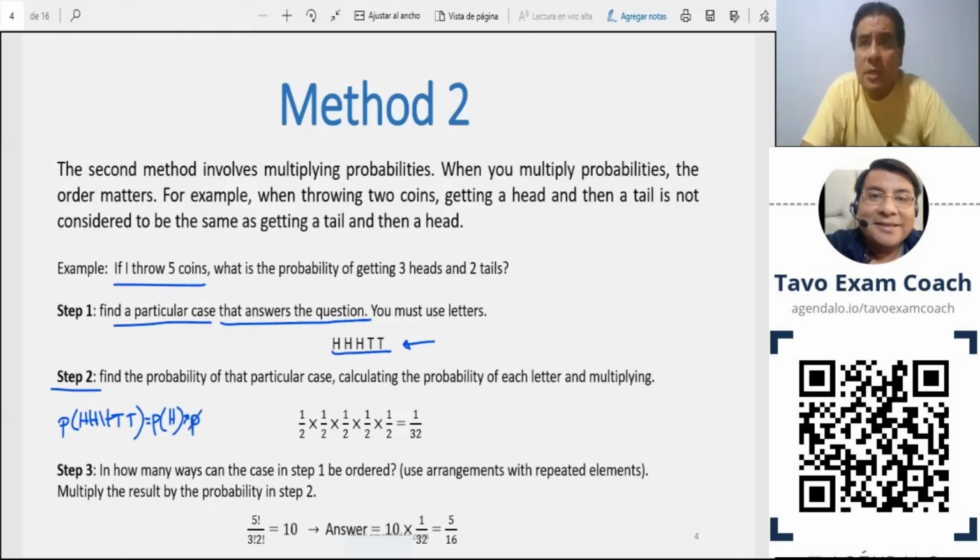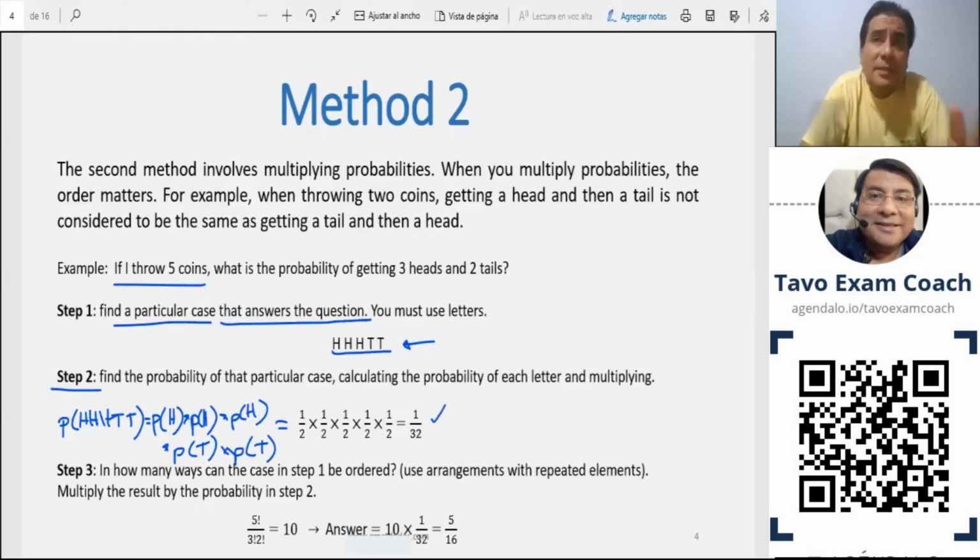So it's actually doing this. The probability of getting a first head times the probability of getting a second head times the probability of getting a third head times the probability of getting a first tail times the probability of getting a second tail. And that would be 1/2 multiplied by itself 5 times. Why? Because the probability of getting a head or a tail is the same, right? So what does this number represent? It represents the probability of getting 3 heads and 2 tails, but in that specific order.